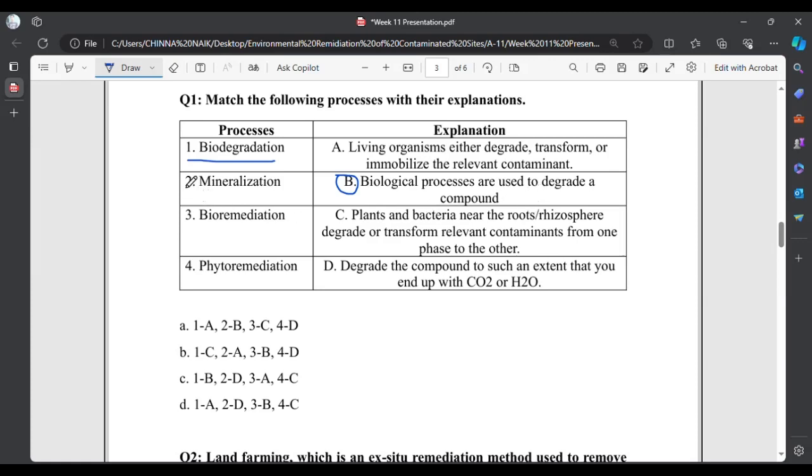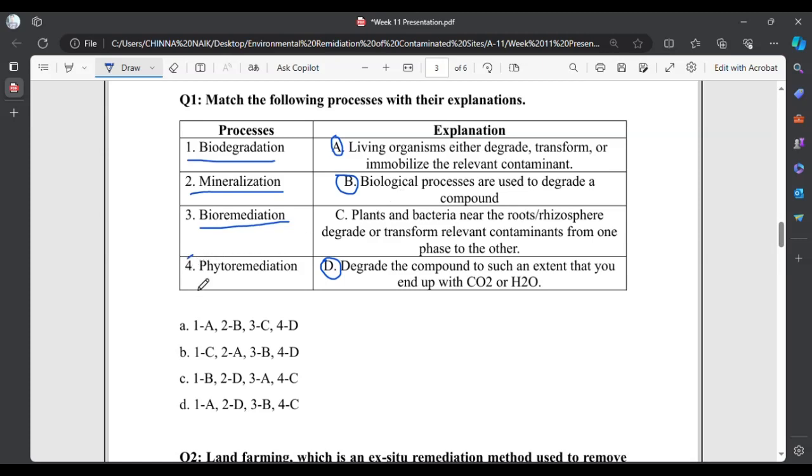Second one, mineralization: degrade the compound to such an extent that you end up with CO2 and H2O. Yes. Mineralization we consider a complete degradation, so the byproducts we generally end up with are CO2 and H2O. And bioremediation, yes, A: living organisms either degrade, transfer or immobilize the relevant contaminant.